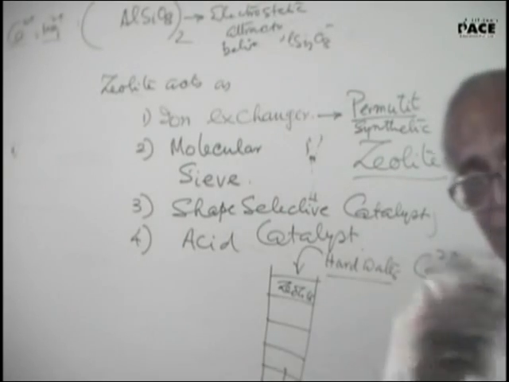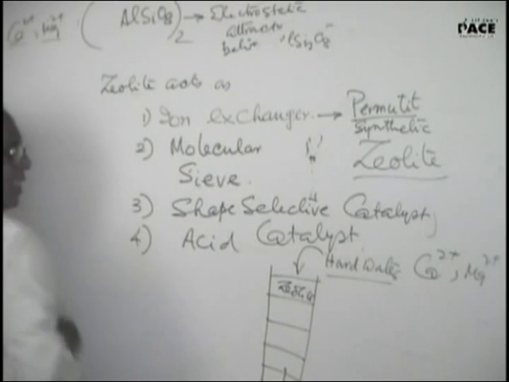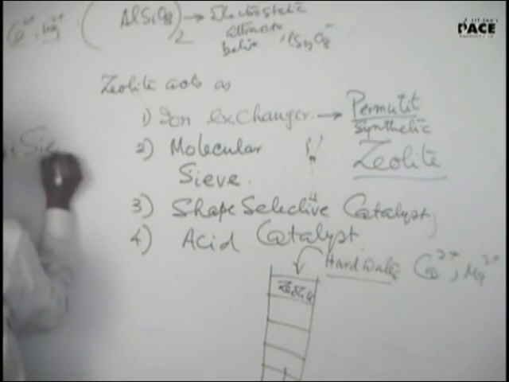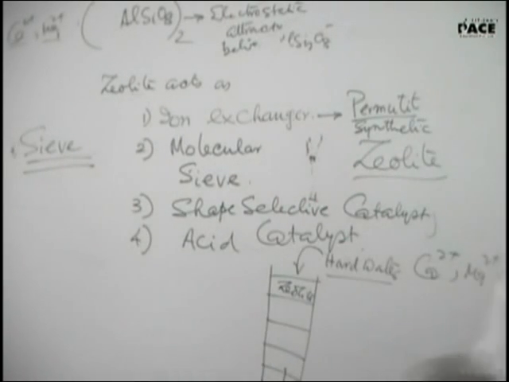And since zeolite exchanges ions, it is called ion exchange. Molecular sieve. Why are sieves used? To separate the fine particle from the coarse particle. The large particle from the fine particle can be separated by a sieve. So a sieve will allow only fine particles to pass through and not the coarse particles.